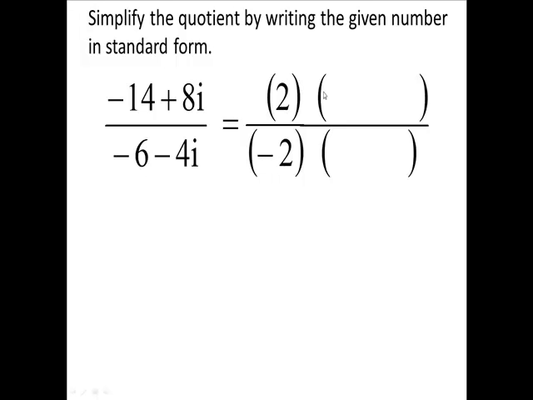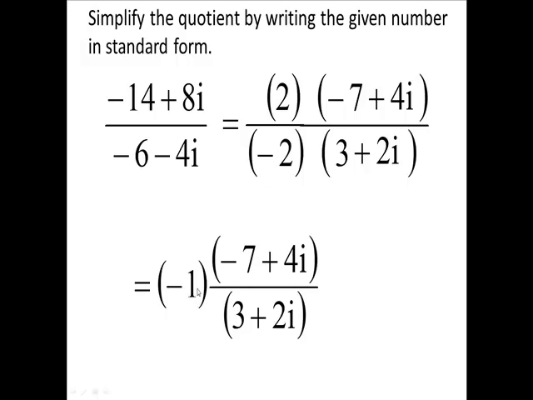2 times what is negative 14? 2 times negative 7. 2 times 4i is 8i. If you take the negative out of both of these, you're going to have negative 2 times 3 is negative 6, and negative 2 times 2i is negative 4i. Now you have 2 over negative 2. 2 divided by negative 2 reduces to negative 1.